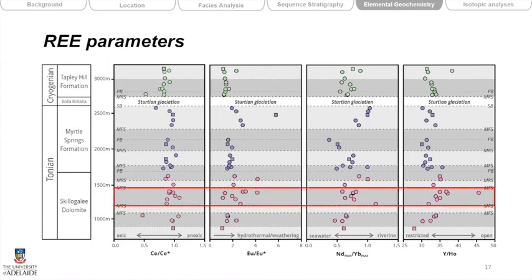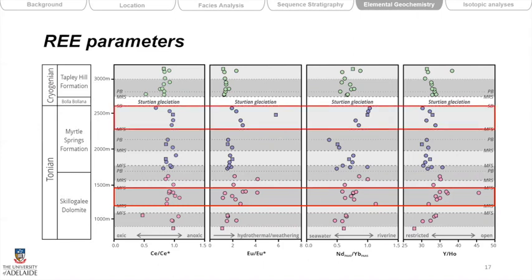So if we have a look at this transgressive systems tract in the Skillogalee Dolomite, what we see is both neodymium ytterbium and yttrium holmium are moving towards more of an open seawater signature. Our europium anomaly is quite variable, which could indicate signs for hydrothermal input or feldspar weathering. Our cerium is very consistent. It's sitting just below 1, in potentially a dysoxic setting.